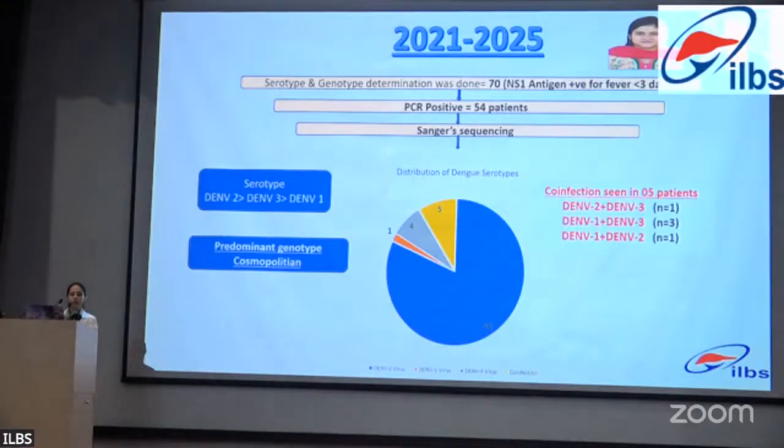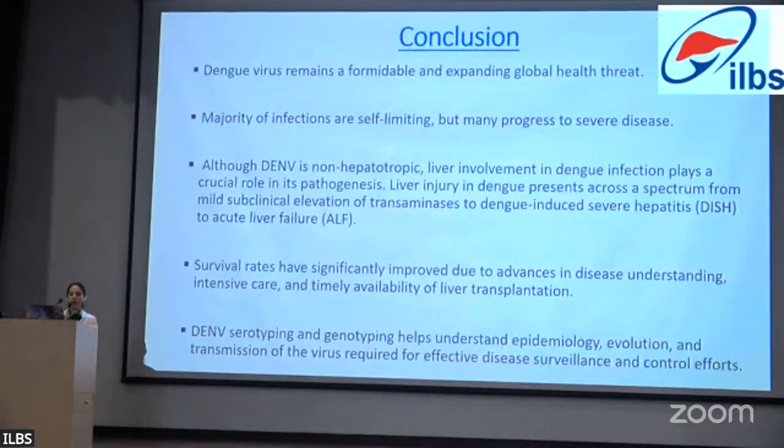There was a predominance of dengue serotype 2 followed by 3 and 1, and the predominant genotype was cosmopolitan. Dengue virus remains a formidable and expanding global health threat. The majority of infections are self-limiting but some progress to severe disease. Survival rates have significantly improved due to advances in disease understanding, intensive care, and timely availability of liver transplantation. Dengue virus serotyping and genotyping helps understand the epidemiology, evolution, and transmission of the virus, required for effective disease surveillance and control efforts.